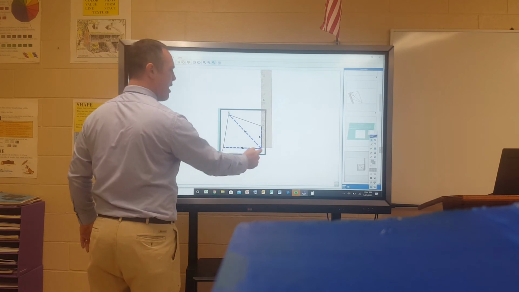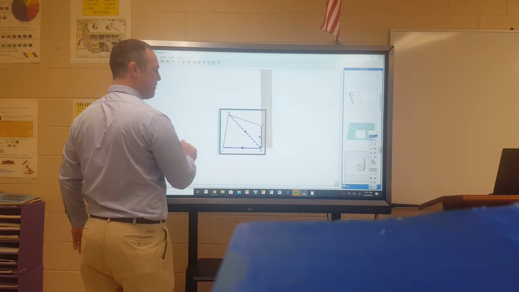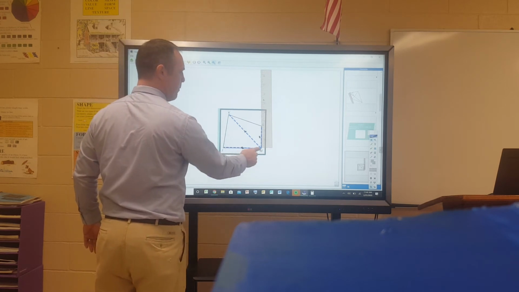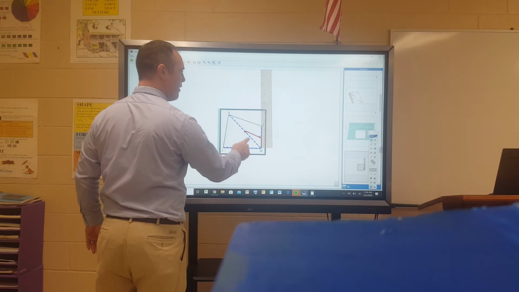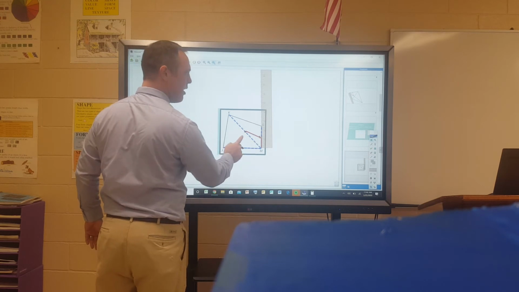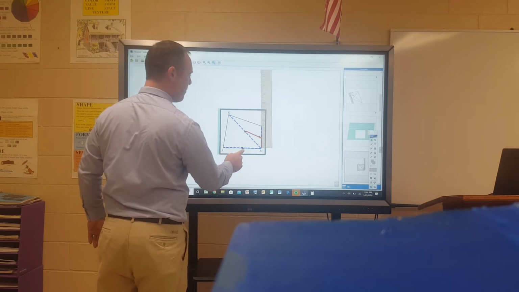Measure from J to M. Whatever that distance is, we're going to do half of that. Measure and put my dot there. Then we're just going to connect all these dots. Not sure why this is showing up with the ruler, but that's okay. We connect all those.